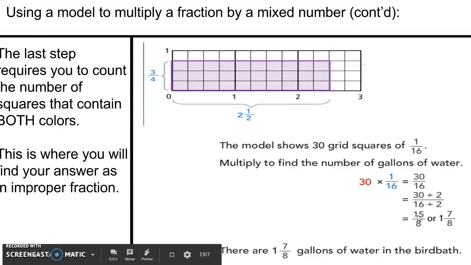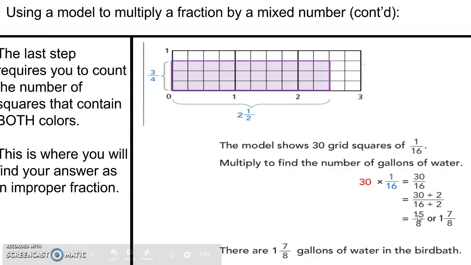All right, so you have 30 1/16. So that's how they come up with this number that you see over here. Now you have an improper fraction, 30 over 16. You need to simplify that now by dividing by the greatest common factor, which is 2. Then you get the fraction 15 over 8.